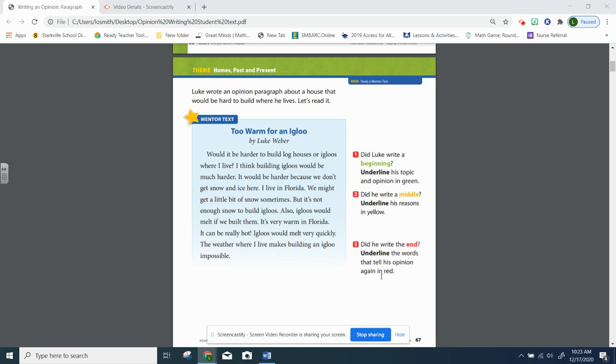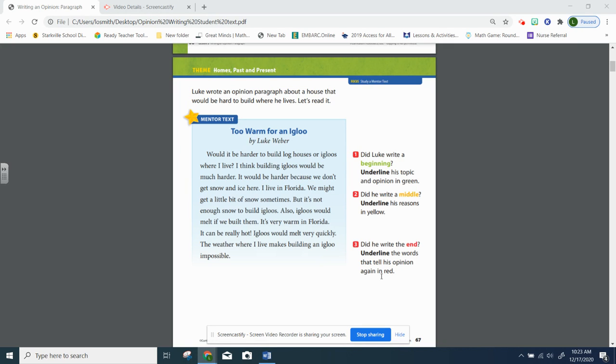Let's underline his topic and opinion in green. If you have a green crayon or a green marker, this is what we need to underline in green. Where's this topic going to come? That's right, at the beginning. Underline it now.